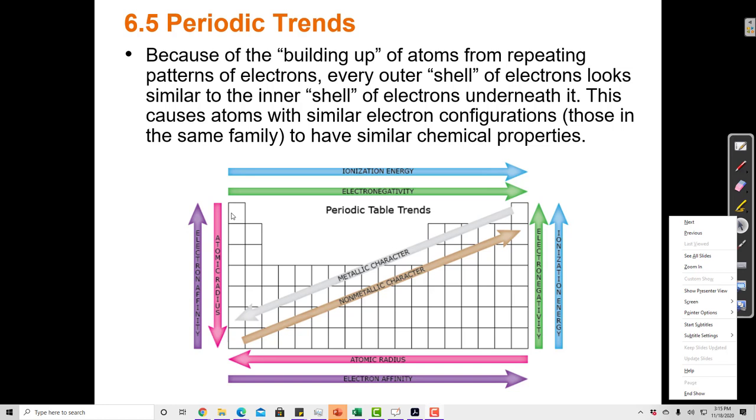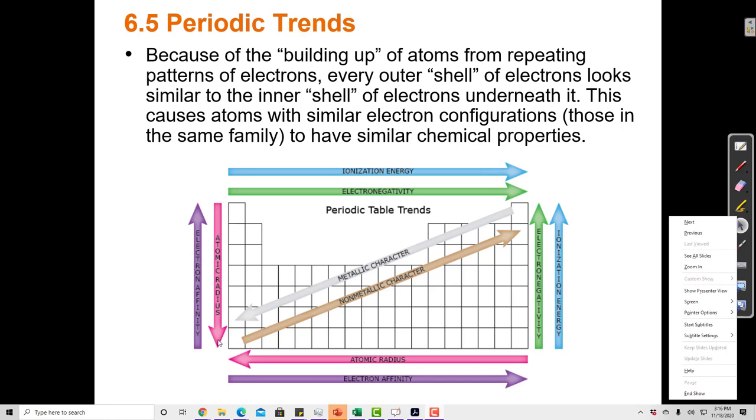So we can see some trends within the periodic table, and we can see that elements within a family have similar chemical properties. We can also see that elements in general follow these trends: ionization energy, electronegativity, and electron affinity, all three of these properties increase from the left to the right. They get bigger. And they also get bigger going from the bottom to the top. So here you can see this one and this one and this one.